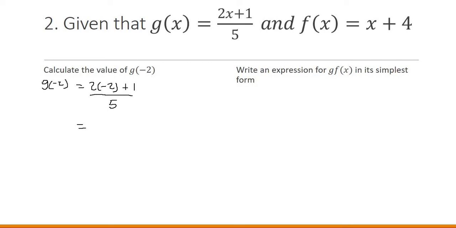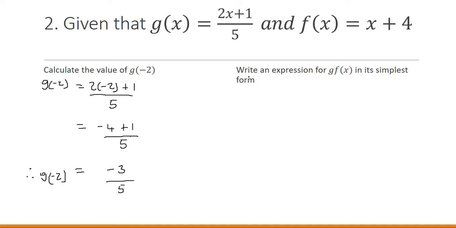So 2 times negative 2, that's going to give us a negative 4, plus our 1, and all of this should be placed over 5. And then negative 4 plus 1, that's going to leave us with a negative 3, and this should be placed over 5. So therefore, g of negative 2 is equal to negative 3 over 5.